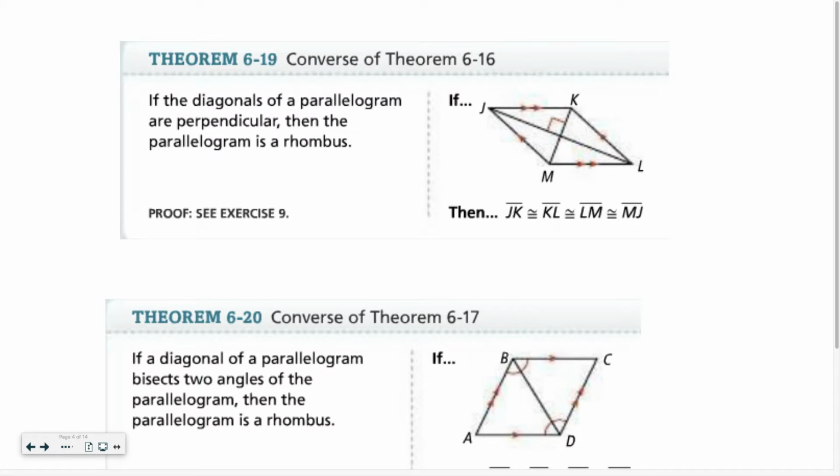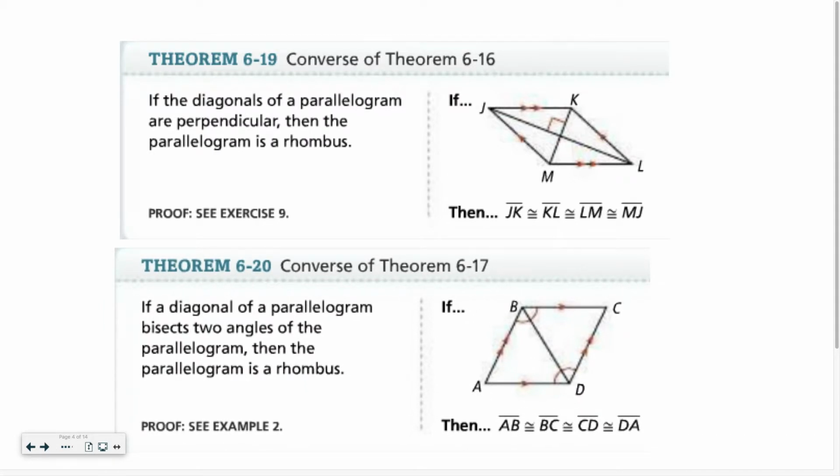All right, so here are a couple of theorems. Theorem 619 is the converse of something we did yesterday. If the diagonals of a parallelogram are perpendicular, then the parallelogram is a rhombus. So if you have a parallelogram and you have perpendicular diagonals, you know it's a rhombus right off the bat. You don't even have to prove the opposite sides like I did in the first example.